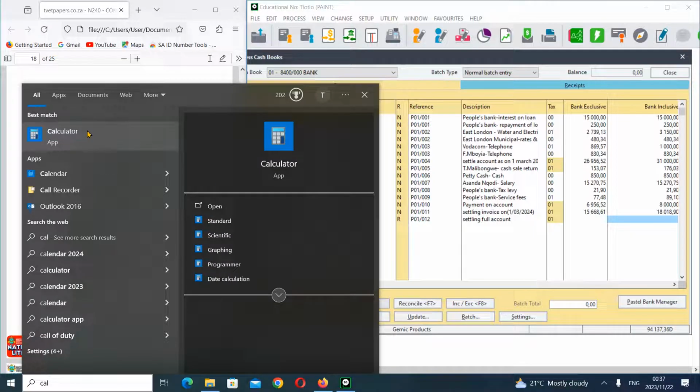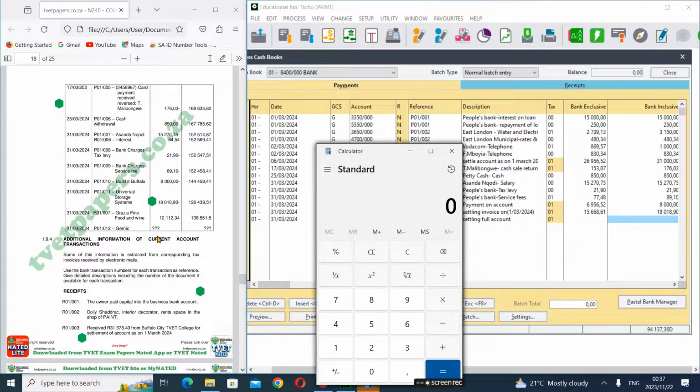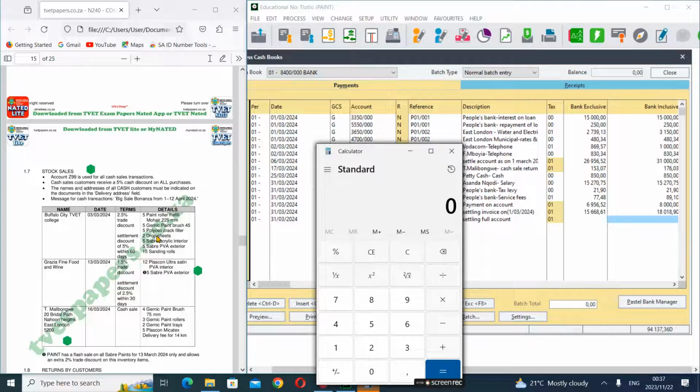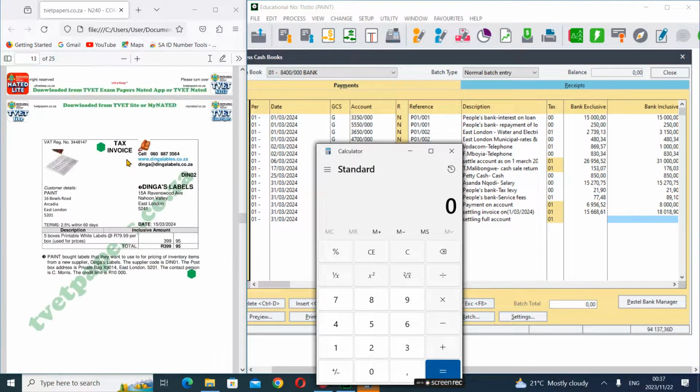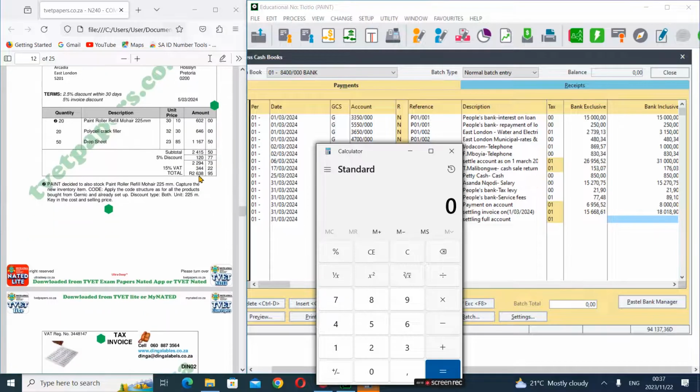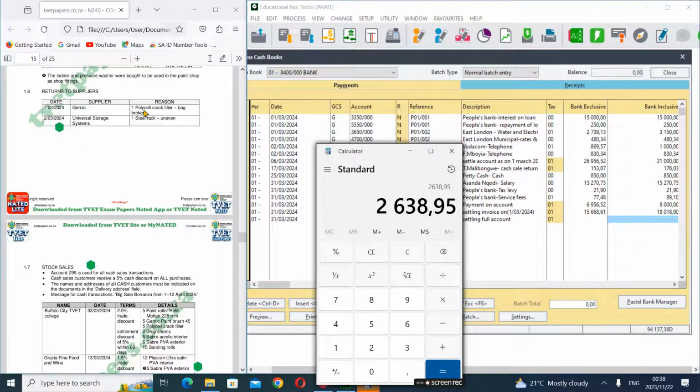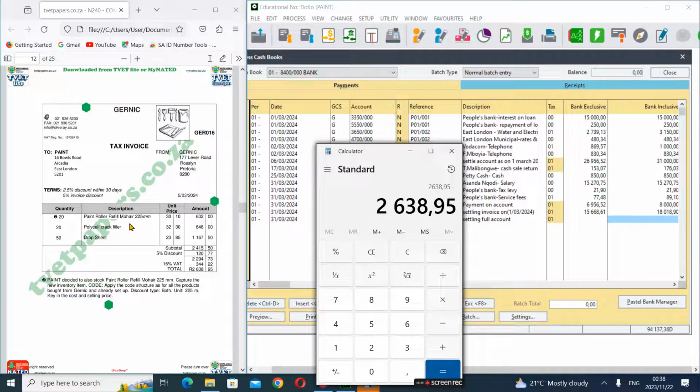Where's the calculator? Yes, here's our calculator. So generic. Firstly we need to check if we have any returns to generic. So generic, we have those returns. Let's start off with generic. We owe generic this amount, which is 2638.95 minus those returns. Generic returned what? 1 polycell cracker fill. Actually, we are the ones who are returning. We returned 1 polycell cracker fill, which is minus 32.30, and you will be left with this.